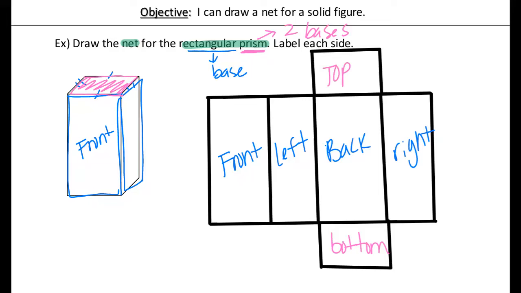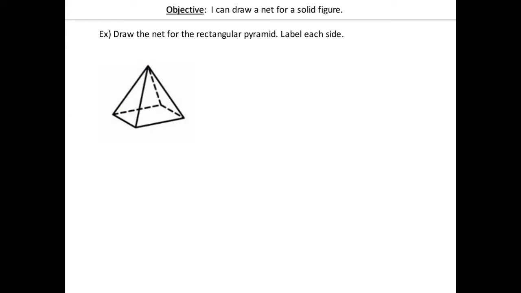Versus a pyramid. So now let's look at a pyramid. What does a pyramid look like? In our next example, notice it says it's a rectangular pyramid. So I know that the rectangular part is my base. And then notice it says pyramid. So pyramid means I only have one base.